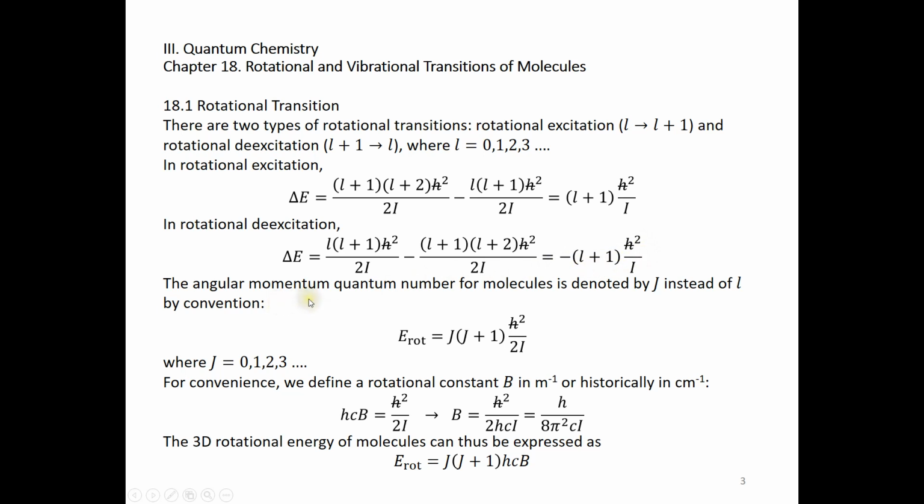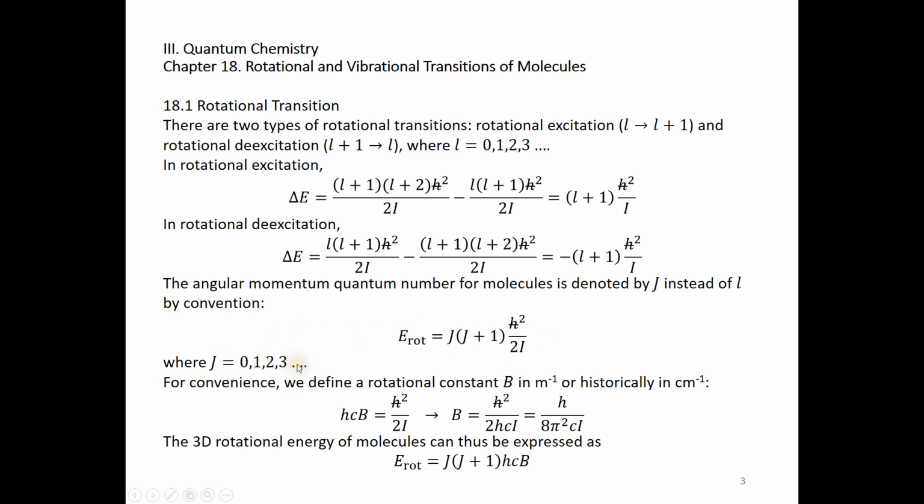The angular momentum quantum number for molecules is denoted by J instead of L by convention. So when we are talking about the rotational energy of a diatomic molecule, it's J times (J plus 1) times h bar squared over 2I. J can be 0, 1, 2, 3, 4, etc.